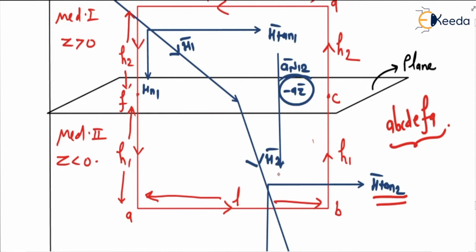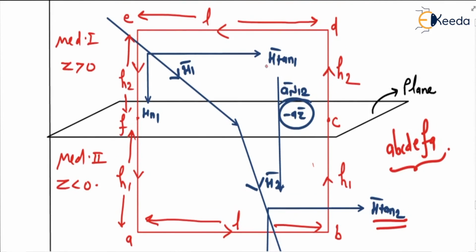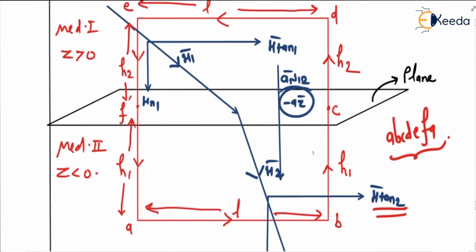For the BC path, we will take the Hn2 component. For the CD path, we will take the Hn1 component. For the DE path, we will take the H tan1 component, because the Hn1 component will make a 90-degree angle, so no need to take it; the dot product will be 0. For the EF path, we will take the Hn1 component, and for the FA path, we will take the Hn2 component.